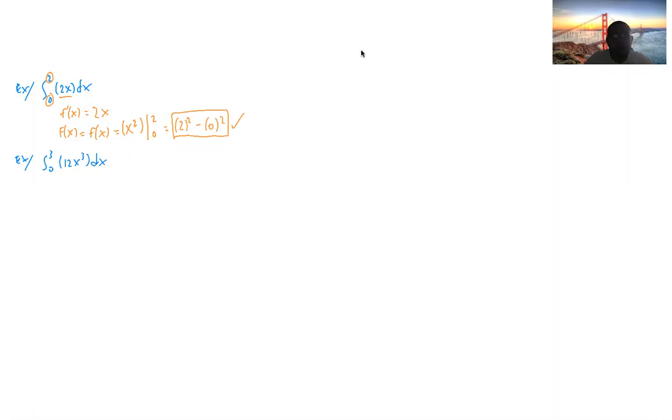And again, we are going to look at this as we are given our f prime x, right? So our f prime x is 12x cubed, and we want to know what is the original function, big F of x, that we needed to take the derivative of in order to get this f prime x.